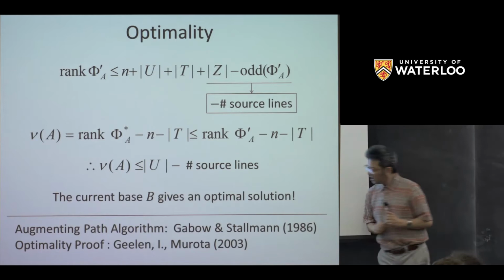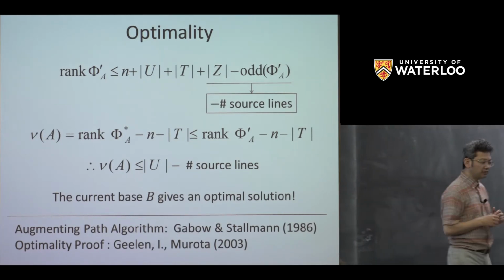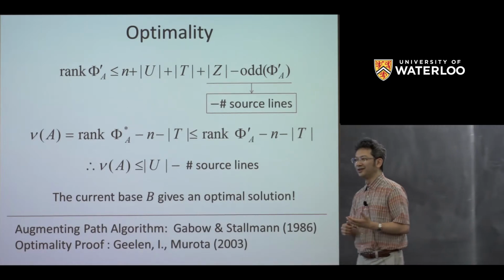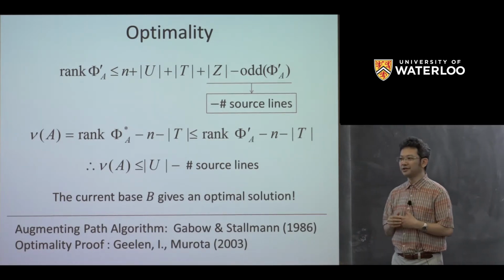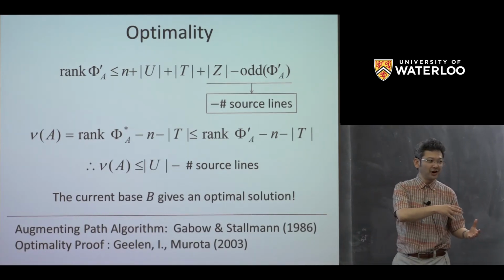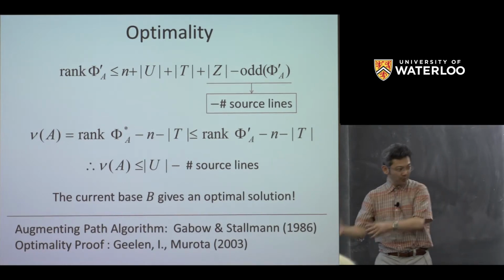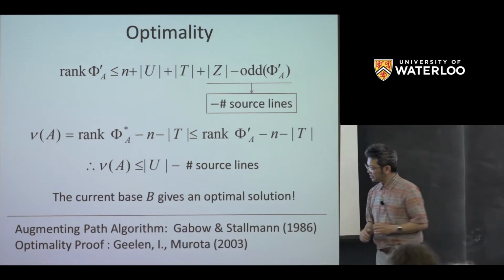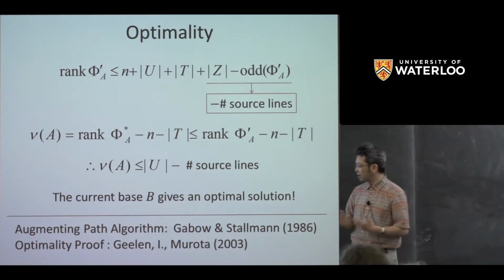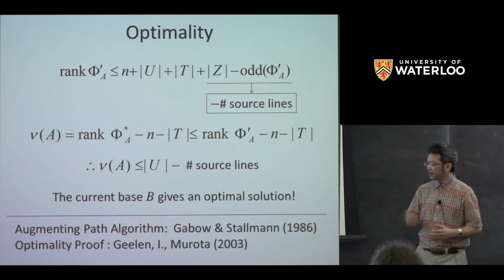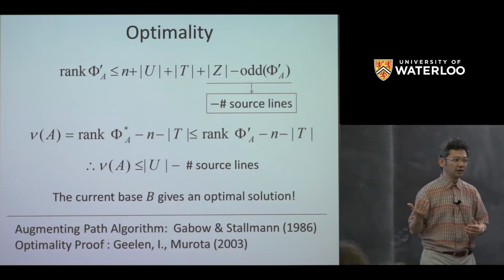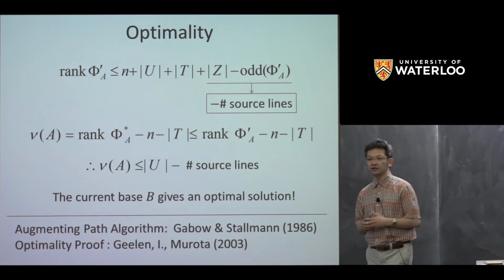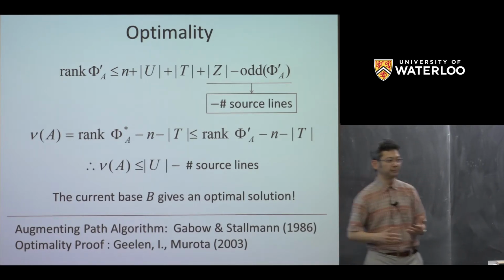Now, actually this algorithm is not really new, not really old, okay? It just comes from this specialization of our weighted algorithm to this unweighted case. But one can see this as a modification of the augmenting path algorithm by Gabow and Stallmann, and this optimality proof technique actually was inspired by my joint work with Jim Geelen and Kazuo Murota on the delta-matroid parity problem. Okay.